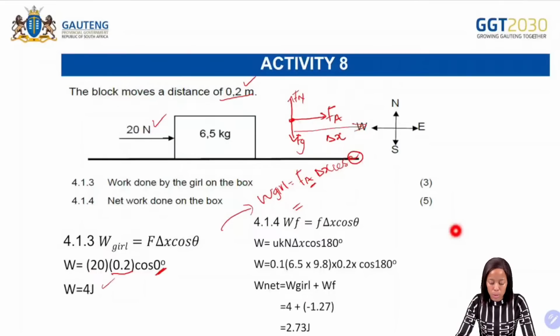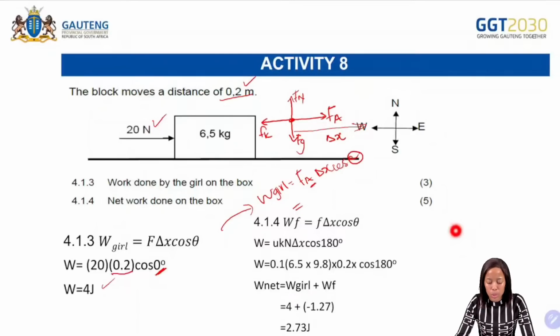Next, calculate the net work done on the box. So now they want to know about the total work done on the box. Remember, they spoke about a rough surface. If they speak about a rough surface, it means that we have kinetic friction. The same goes for work, energy, and power.